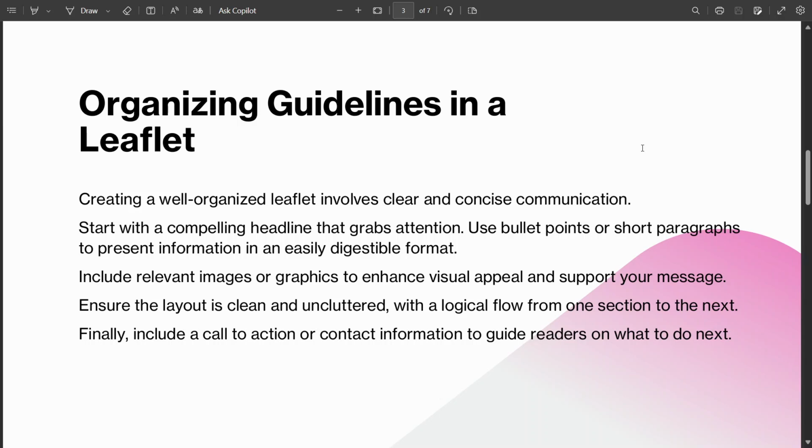But if you're doing it outside an examination room, where you are writing leaflets actually for a job or whatever, right? It's good to include relevant images and graphics. They can really help make your content more interesting. So, okay, and also ensure the layout is clean and uncluttered with a logical flow from one section to the next. And at the end, finally, include a call to action or contact information to guide readers on what to do next.